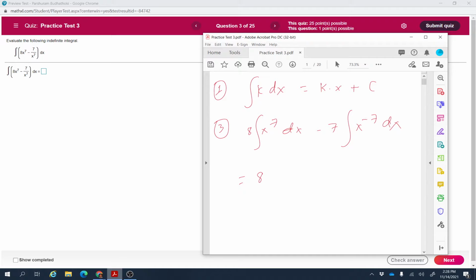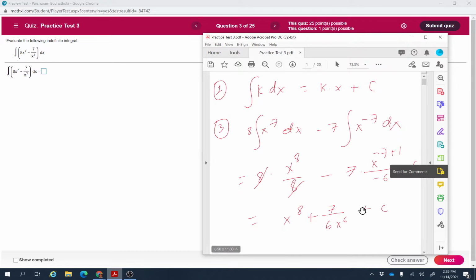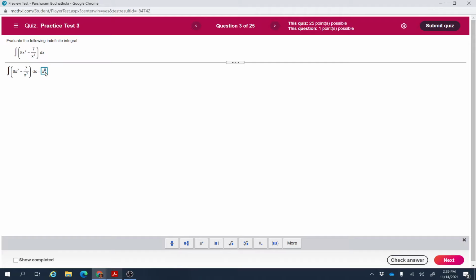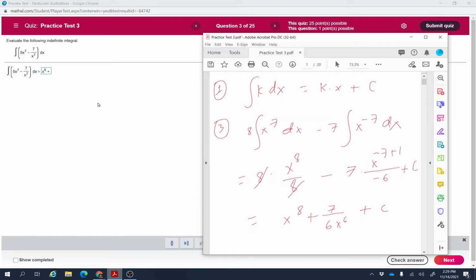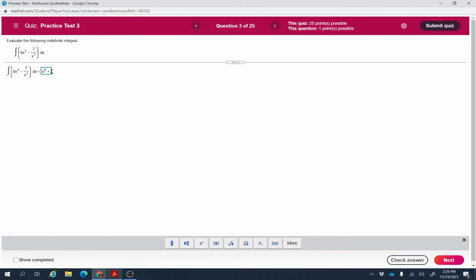So now we can use the power rule for the first one, which would be x to the power 7 plus 1, which is 8. That's the power rule for integration. And this one is -7 plus 1, which is -6, and plus constant. If we simplify this, we can cancel this 8 and this 8. So this is x to the power 8, and then this negative and this negative become positive 7 over 6. I can bring this x to the power -6 down and make it x to the power +6 in the denominator. So that's our final answer: x to the power 8 plus 7 over 6 x to the power 6 plus constant.